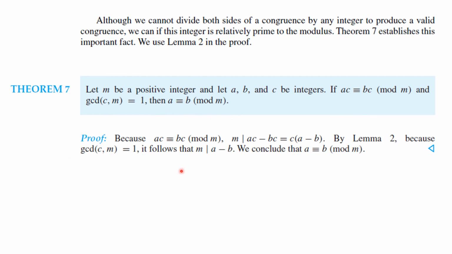Because ac equals bc, that means that m divides ac minus bc, and I can factor the c out of that, and that is c times a minus b. But by lemma 2, because the greatest common divisor of c and m is equal to 1, it follows that m has to divide a minus b. And that is the same thing as saying that a is congruent to b mod m. So we can cancel as long as we have this GCD relationship, that c and m are relatively prime.